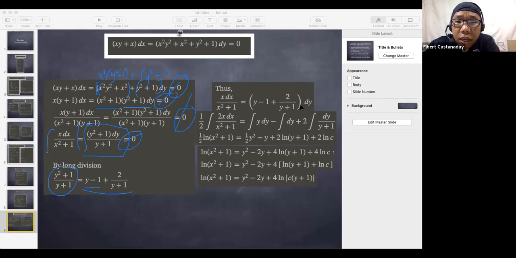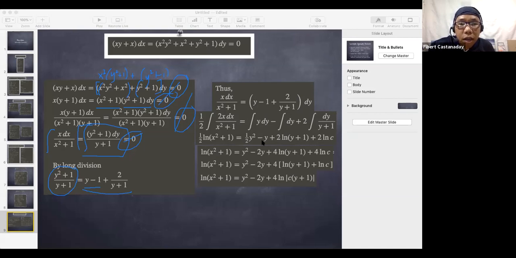You have 3 terms here, so you can distribute dy. So we have y dy. The next term will be minus dy, and then the last term will be dy over y plus 1. So you put the constant before the integral symbol. The integral of y dy is y squared over 2, or 1/2 times y squared. Integral of minus dy, so you have minus y. And here, you copy 2 and then integrate dy over y plus 1, which is ln of y plus 1.